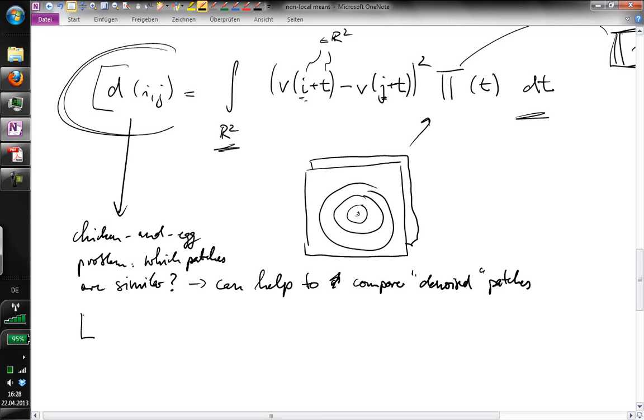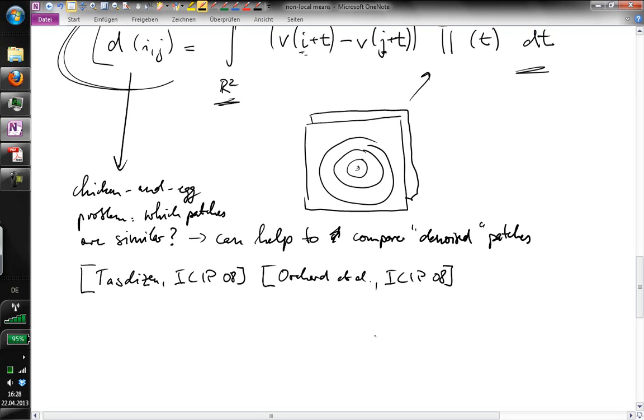Or at least, two people had the same idea simultaneously. There is Tasdizen at ICIP08, and there is another paper by Orchard and colleagues at the same conference, who both suggested to first project the noisy patches to their principal components first.